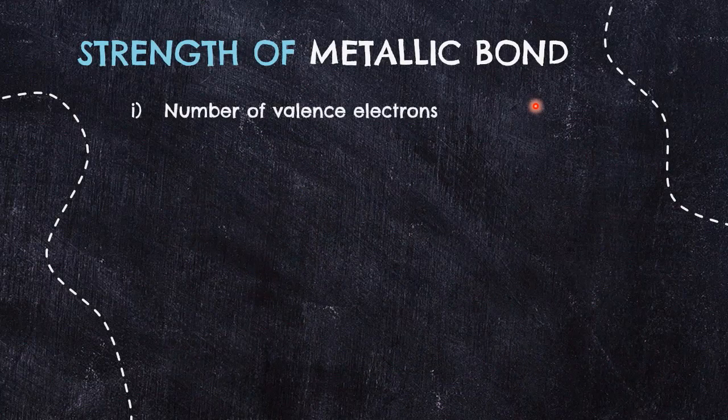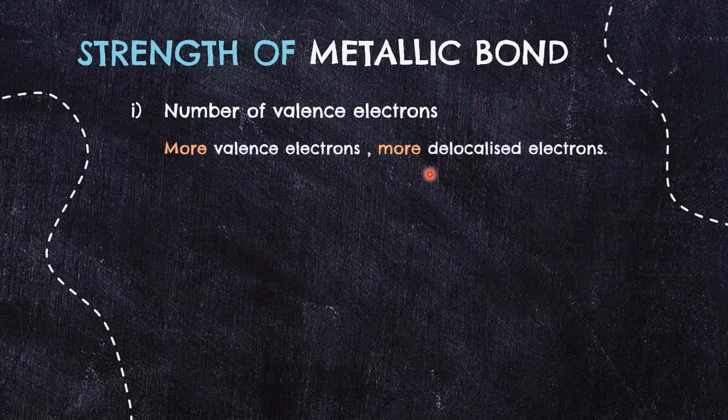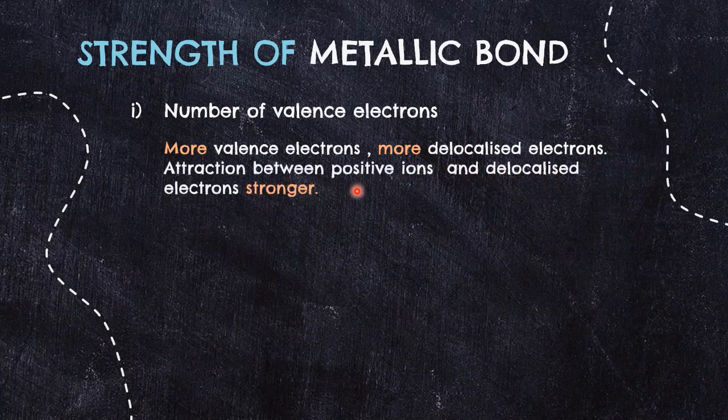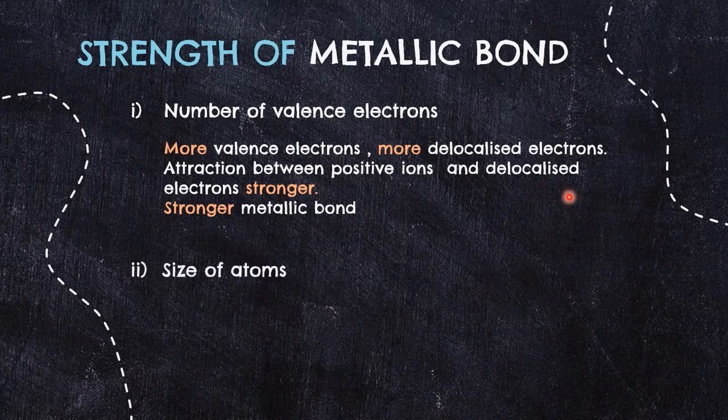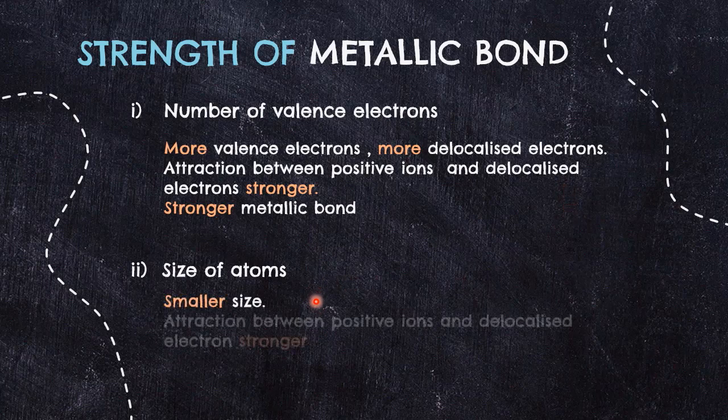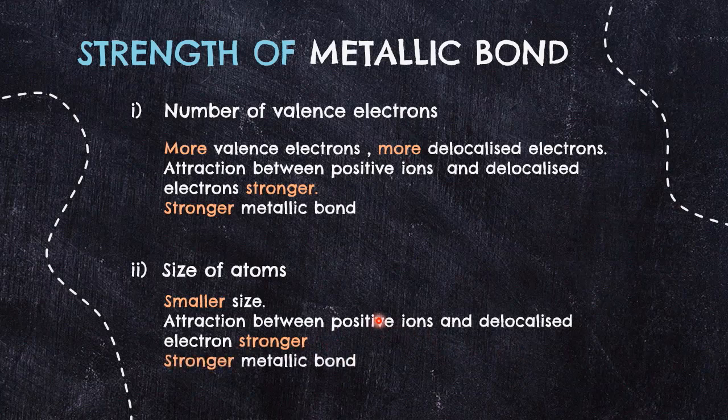The first one is the number of valence electrons. By having more valence electrons, there will be more delocalized electrons. So the attractions between positive ions, which come from the nuclei, and the delocalized electrons will become stronger, hence resulting in a stronger metallic bond. Another factor is the size of atom. Having a smaller size of atom will have greater attractions between positive ions and delocalized electrons. Lastly, the metallic bond is strong.